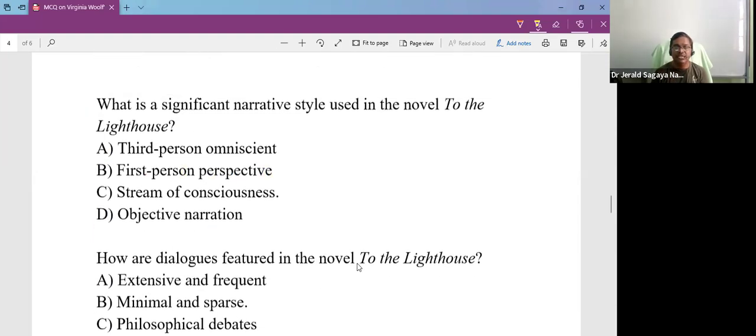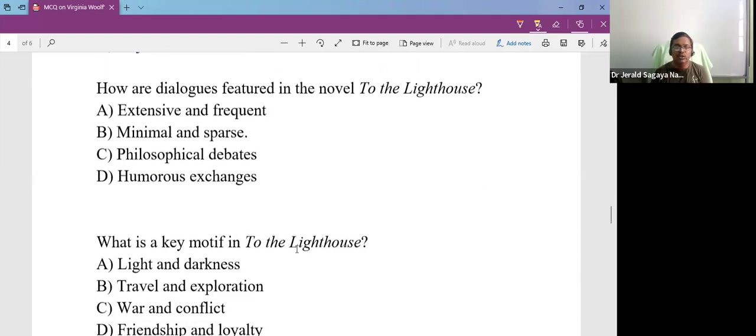What is a significant narrative style used in the novel To the Lighthouse? The answer is stream of consciousness, which is a modernist narrative technique. How are dialogues featured in the novel To the Lighthouse? They were used very minimally, and they were very sparse.